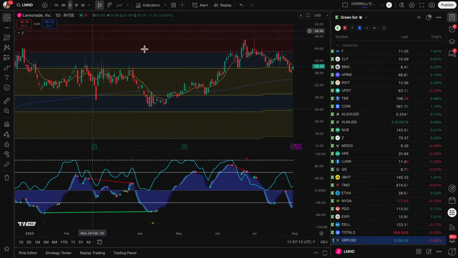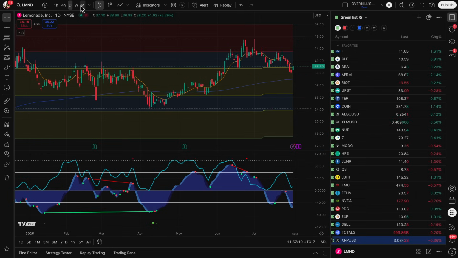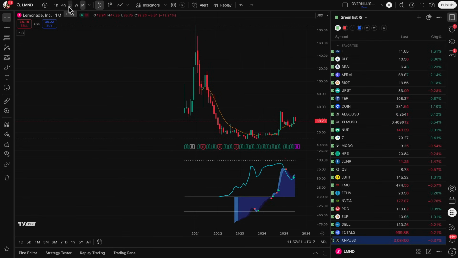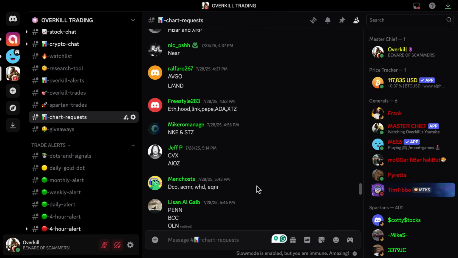Lemonade, this one looks good. That daily dot will probably be a great signal to add. I think this is an insurance company. They got earnings coming up on Tuesday of next week as well. It's got the green dot on the monthly. This one looks good. I like it a lot as long as it can hold on to that $35 level.